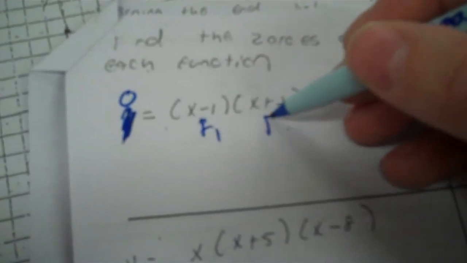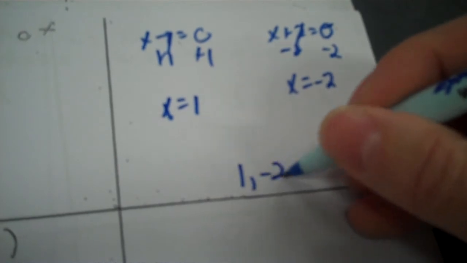Now, the next thing's really easy. Find the zeros of each function. Finding the zeros of a function means you replace the dependent variable with 0, and you just set each factor equal to 0. Okay? x minus 1 equals 0, x plus 2 equals 0. So plus 1, x is 1. Minus 2, x is negative 2. How you write your answer is 1 comma negative 2.